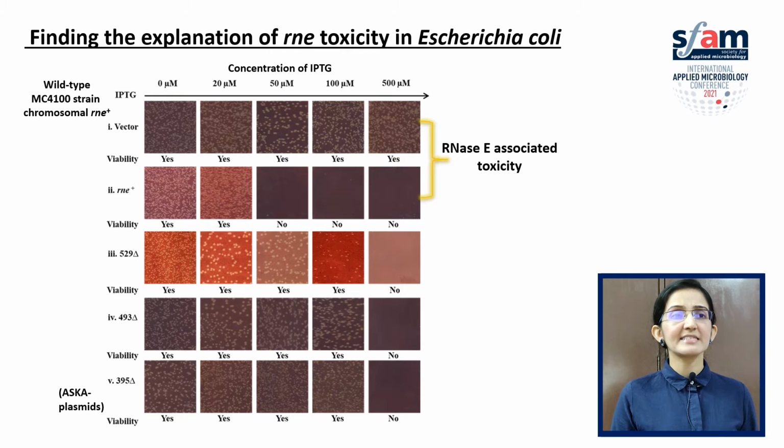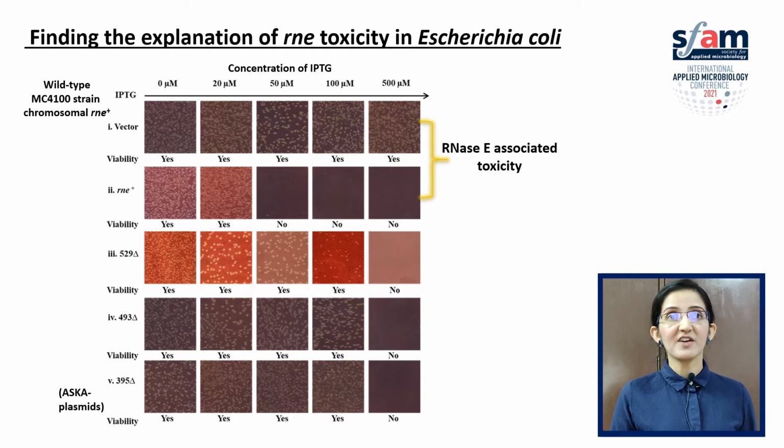toxicity. As can be observed in the results, the vector is not toxic at any concentration, and wild-type RNase E is toxic at 50 micromolar. This toxicity appears to be decreasing with truncation of CTH, as observed for 529, 493, and 395 delta.